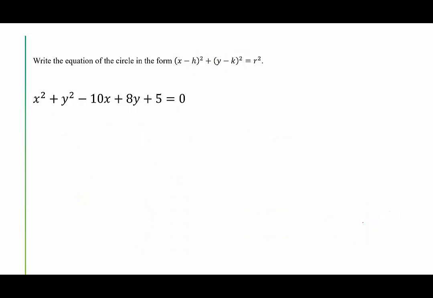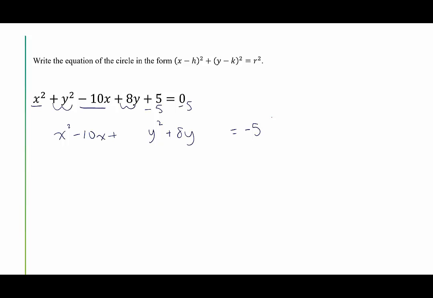Okay, how about this example? We have x² + y² - 10x + 8y + 5 = 0. So first thing, again, I'm going to put all my x terms together, so it's going to be x² - 10x. I'm going to leave a little gap here, and then I'm going to do my y terms. I have y² + 8y, and I'm going to leave a little gap, and I'm going to subtract 5 from both sides, and I end up with equals -5.